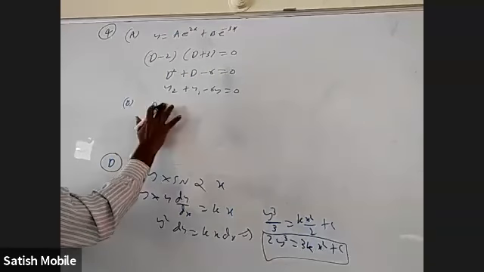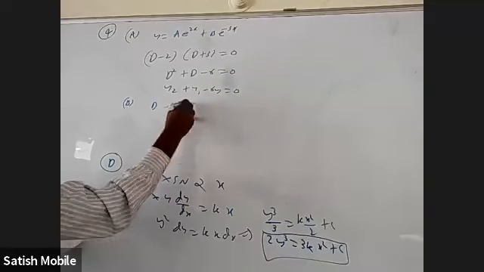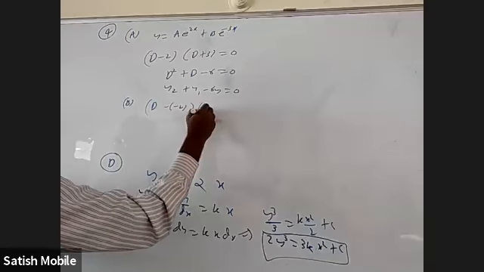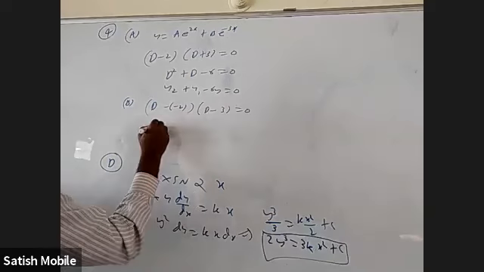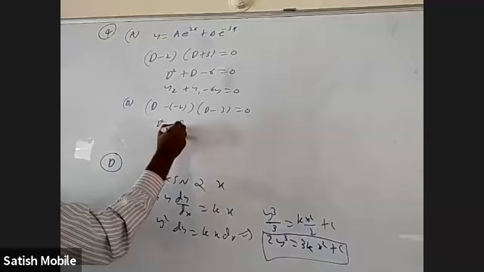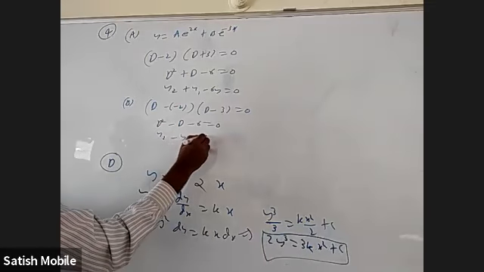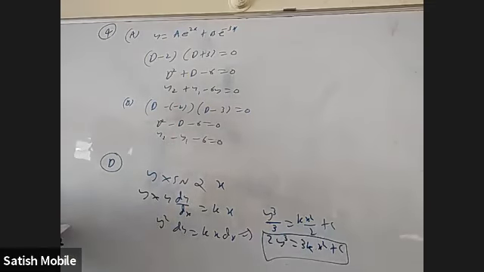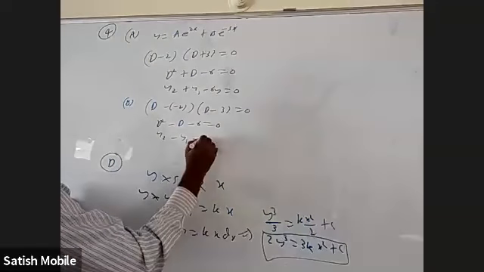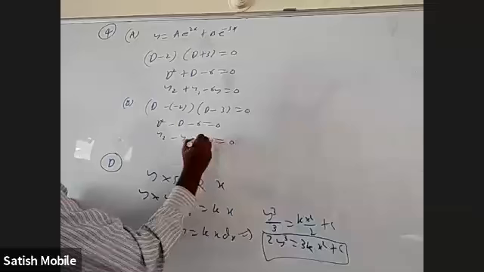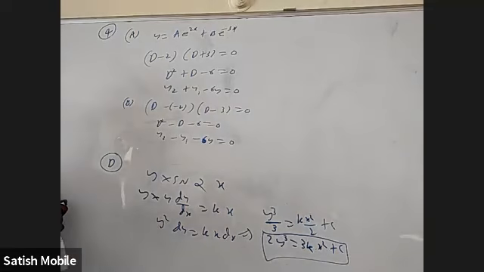This is (D minus minus 2) into (D minus 3) equal to 0. D square minus D minus 6 equal to 0. Y2 minus y1 minus 6y equal to 0. You can complete yourself, not a big issue.